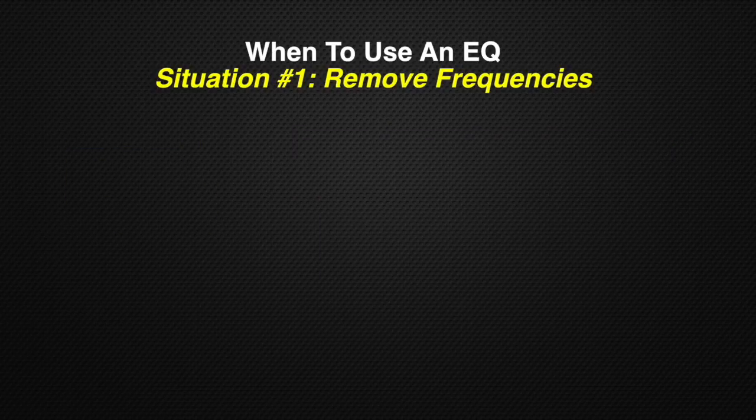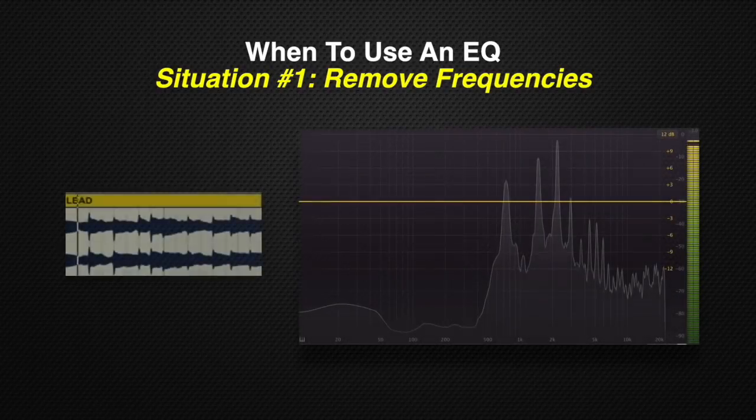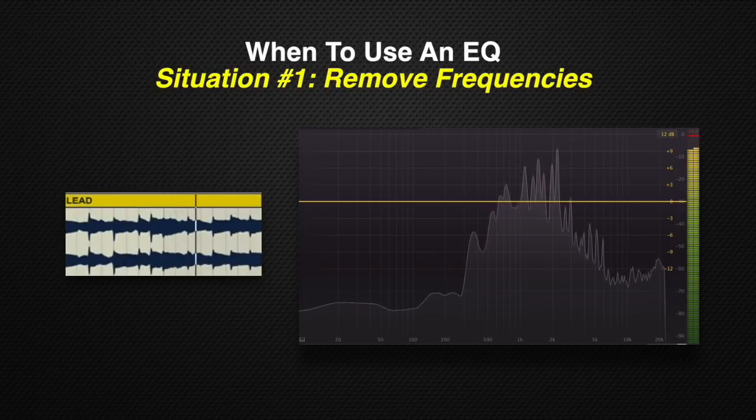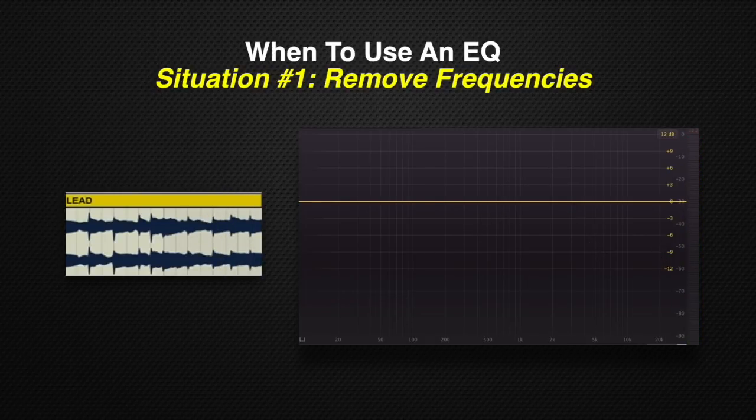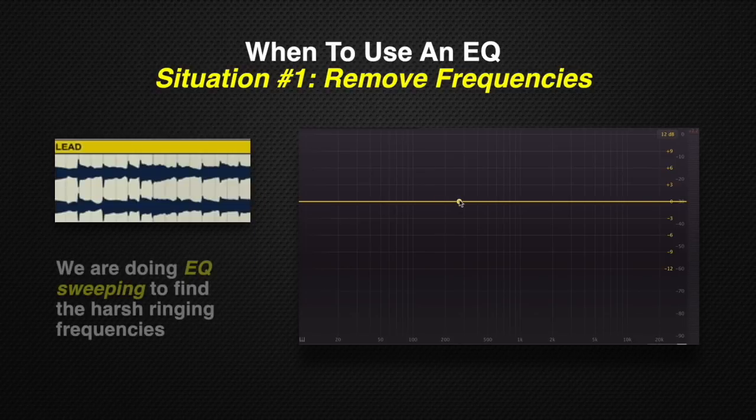The next element that I want to go over for removing of frequencies is this bell lead sound. Let's have a listen. So you can hear in the high mid range to high frequency range, there are some ringing frequencies that we want to remove. So we're going to go ahead and do the same technique that we did in the bass to find the frequencies that we want to remove, and that is the EQ sweeping. So let's go ahead and do that.